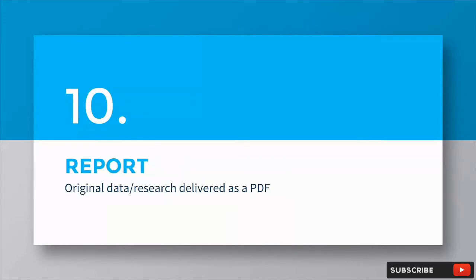Next is a report. In the content section, we talked about conducting original research and sharing the results in a blog post. Another twist on that concept would be to share your results in a downloadable PDF in exchange for email addresses. You can summarize your results on your blog and point people to the free download if they want to learn more.